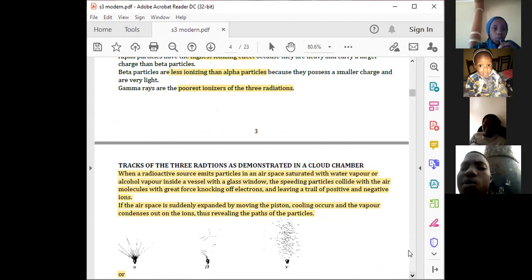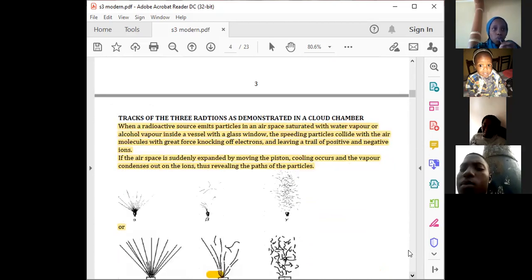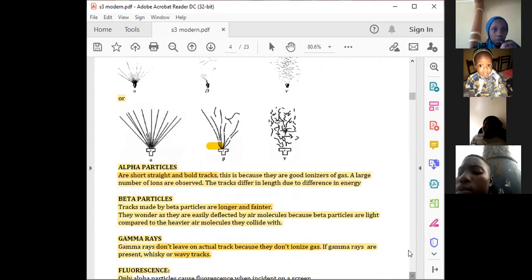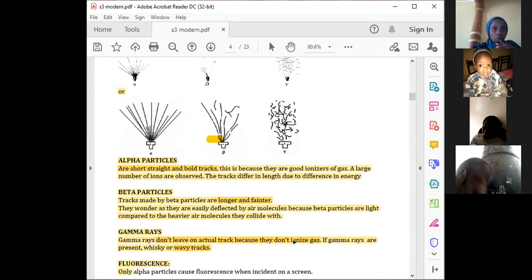Then for tracks, I said tracks, look at the diagram, the shape, where I've underlined and bolded. That's what you need to note down in your books. Those who have pens in their hands and the notebooks alongside themselves, they're meant to note these things that I've bolded and highlighted.